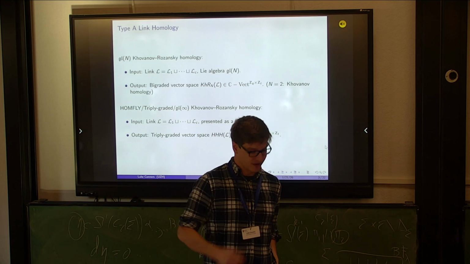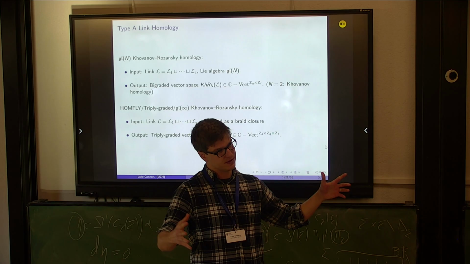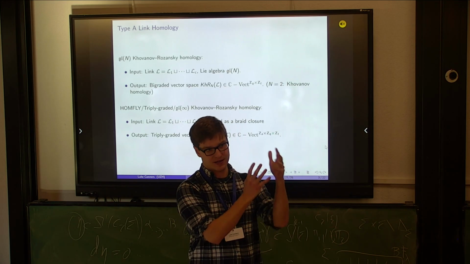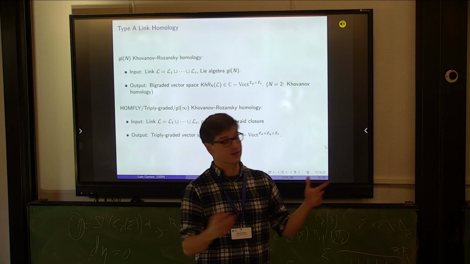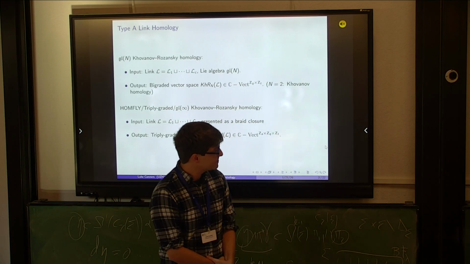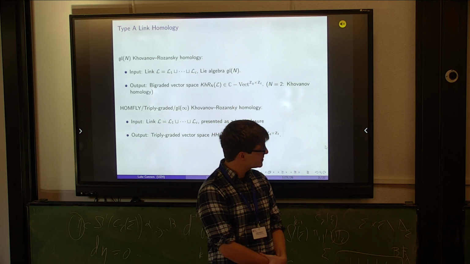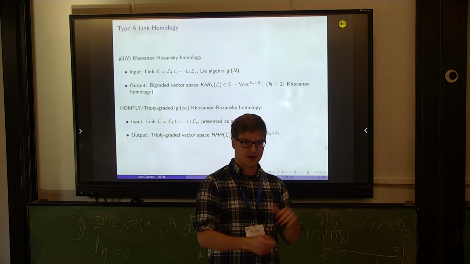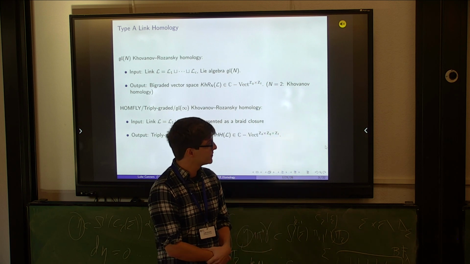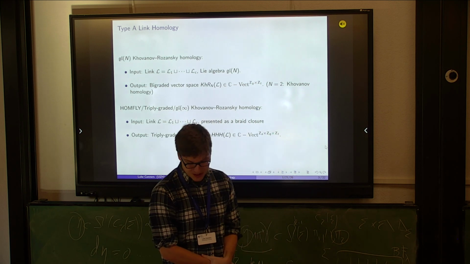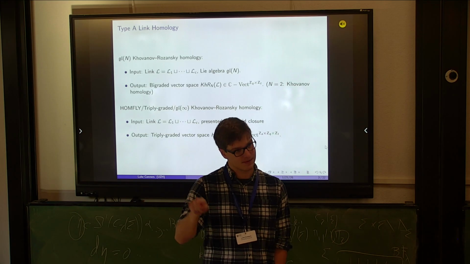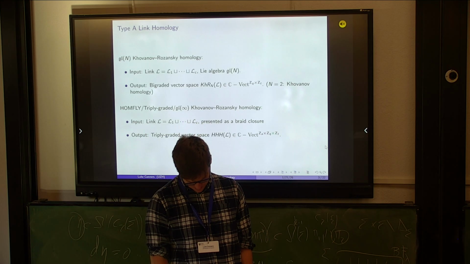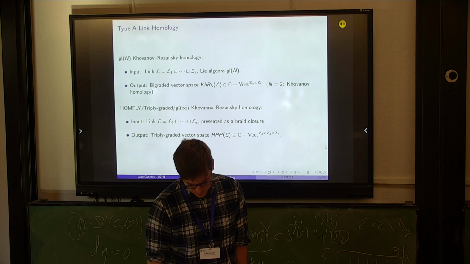And there's a further generalization of this story, which unifies all of these homological invariants in the same way that the HOMFLY polynomial unifies all the GL_N Reshetikhin-Turaev polynomials. This is called the HOMFLY homology. It's now a triply graded invariant. And the input is again a link, which is now presented not as some planar diagram arbitrarily, but as a closure of some braid diagram. And the output is some triply graded vector space, where now there's this extra variable a, like the a variable in the HOMFLY polynomial.